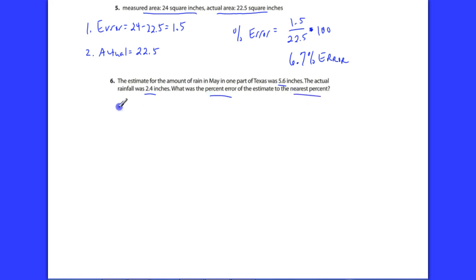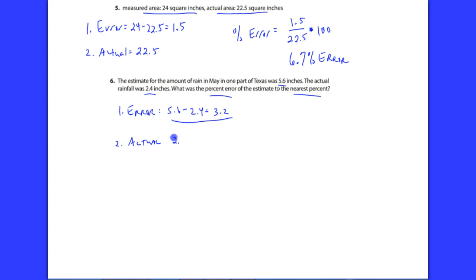Okay, so let's find the amount of error. How much did they miss this by? Well, they missed it by 5.6 minus 2.4. That works out to be 3.2. So that was their error, 3.2. What is the actual? The actual amount was 2.4.